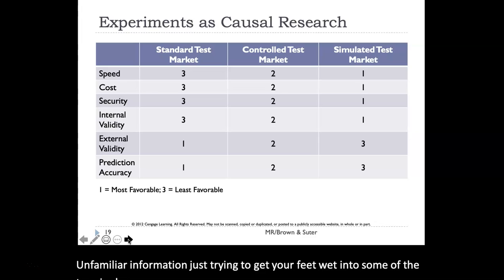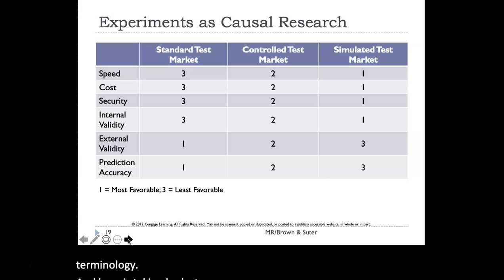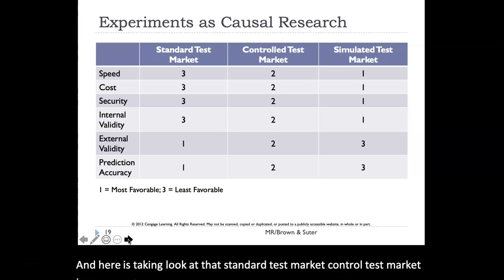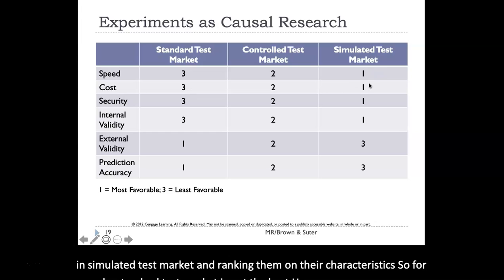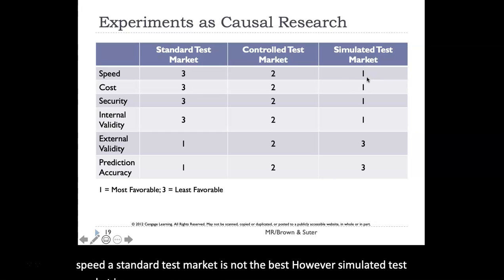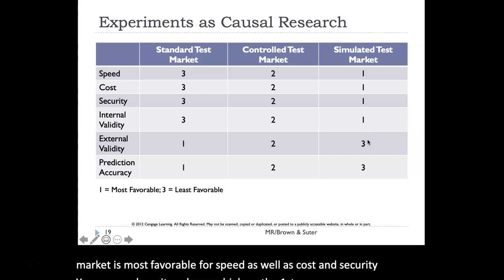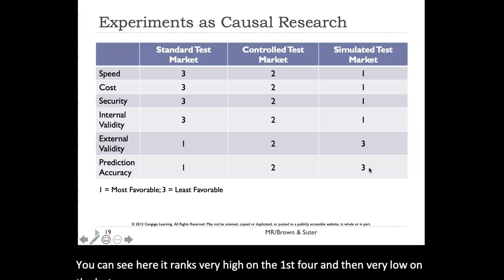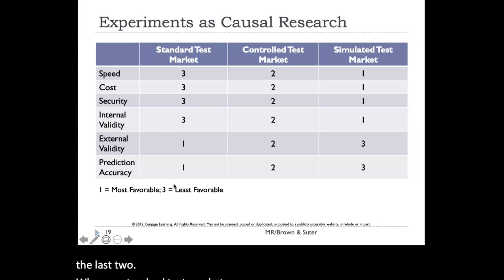And here we're taking a look at the standard test market, controlled test market, and simulated test market, and ranking them on their characteristics. So for speed, a standard test market is not the best. However, a simulated test market is most favorable for speed as well as cost and security. You can see here it ranks very high on the first 4 and then very low on the last 2. Whereas standard test market is just the opposite. And controlled test market is in the middle.